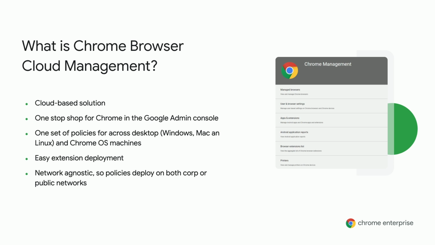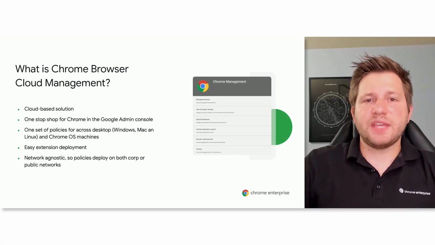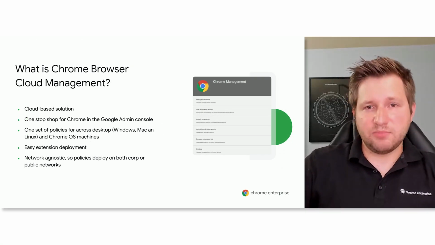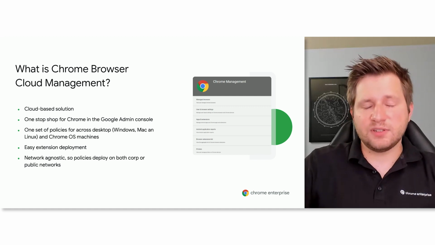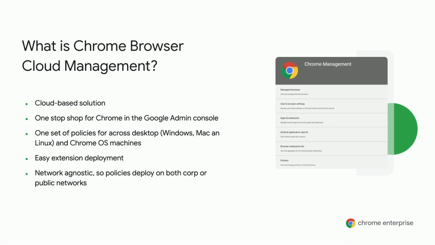So if you're ever looking at deploying any of those machines in the future, a lot of the work that you're doing for these desktops will allow you to have a much faster deployment of that platform. You also have the capability of doing an easy extension deployment. It's a very user-friendly interface that allows you to quickly search the Chrome Web Store, add an extension to the list, and set up deployment for that extension to your devices.